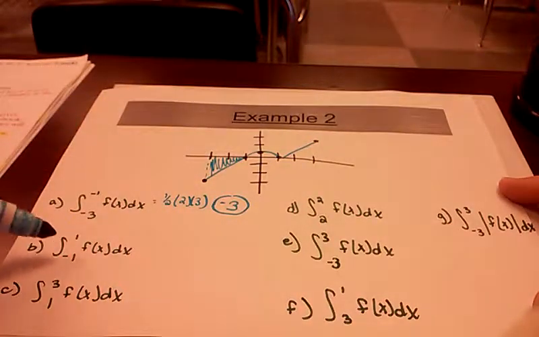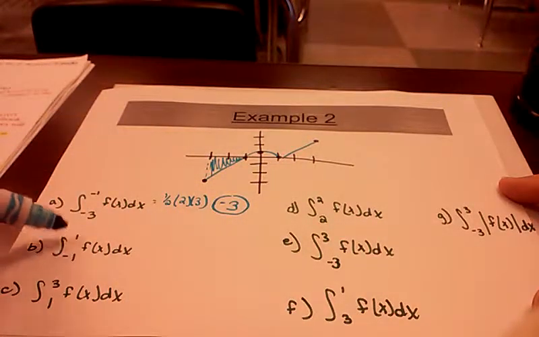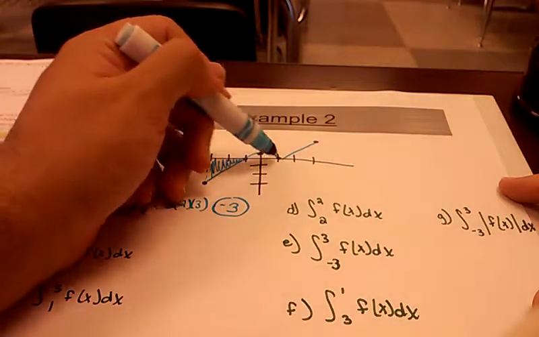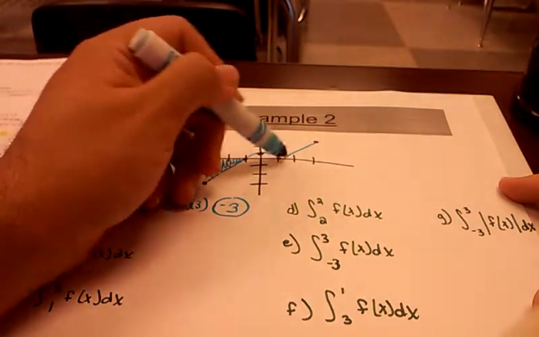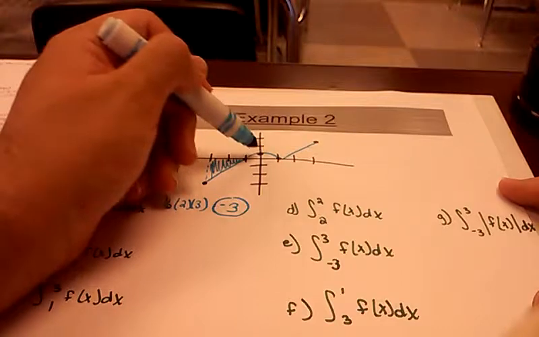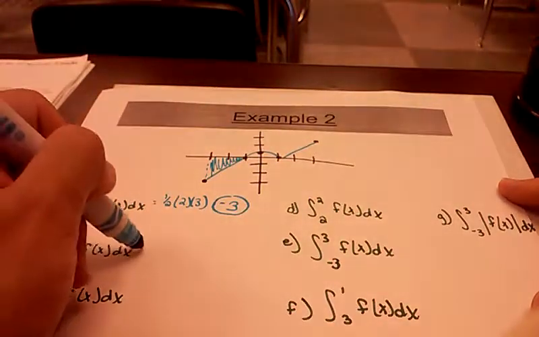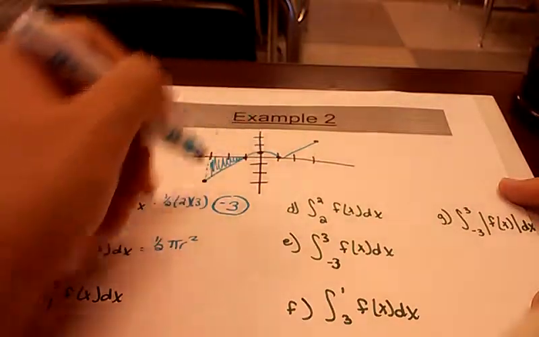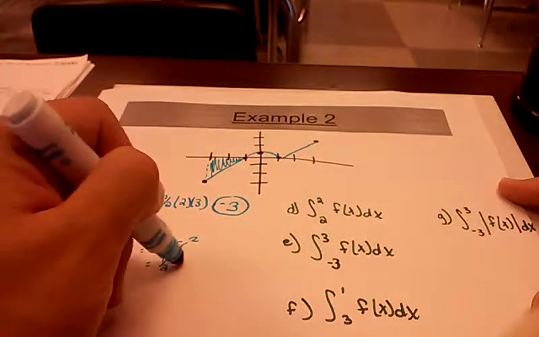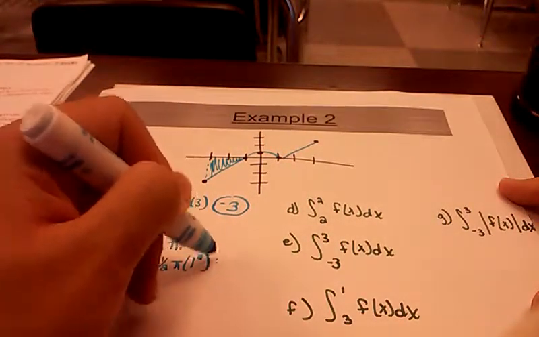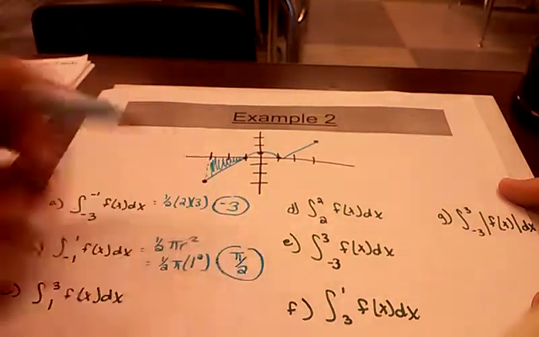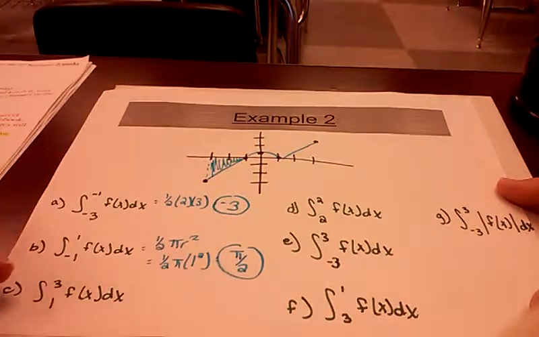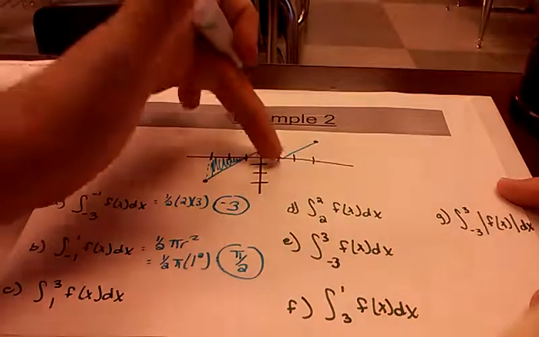All right, for the next one, it wants you to find the definite integral from -1 to 1. Well, if you notice, from -1 to 1, that's a semicircle. It's above the x-axis, so my answer is going to be positive. The area for a semicircle is 1/2 pi r squared. In this case, the radius is 1, so I'd have 1/2 pi 1 squared, and that cleans up to just be pi over 2.